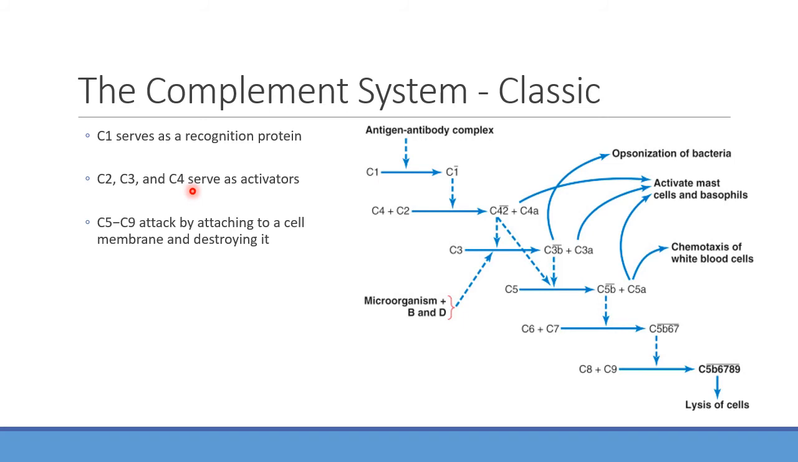C2, 3, and 4 are going to be activators. They're going to help to propagate the system and get it ready for the final step, which is where C5 through 9 are going to be actually going to the cell membrane and can actually cause lysis to occur.